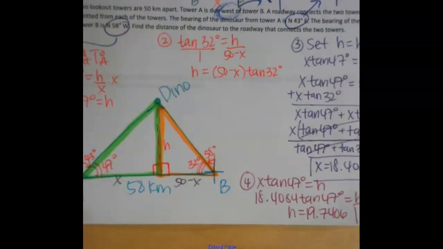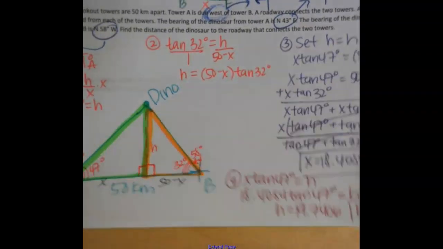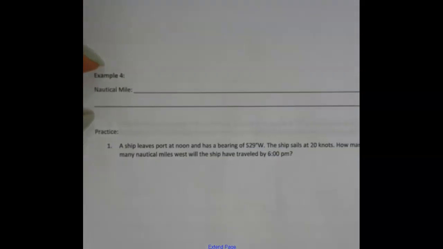So, a little bit intense, but let's go ahead and look at the last couple pages. I'm going to talk about example 4, which is nautical miles, and then after that, we're going to do 2 very quick questions. So for example 4, a nautical mile. A nautical mile is pretty much a distance at sea. So I'm going to write this out.